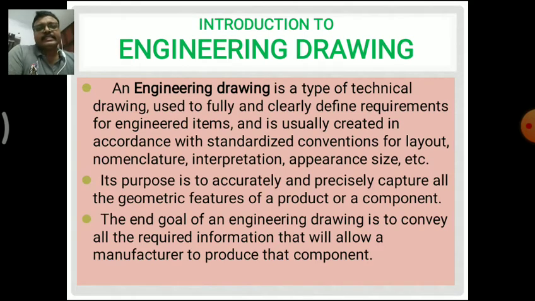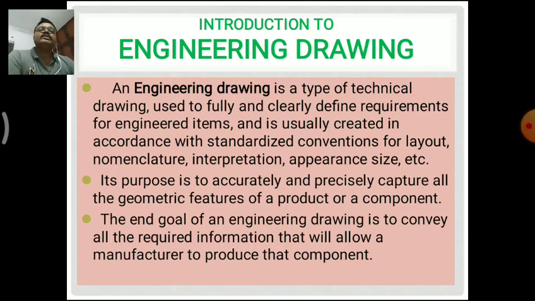Next is the introduction to engineering drawing. So what is engineering drawing? We have already discussed it at the start of this lecture. It is a type of technical drawing which is used to fully and clearly define the requirements of engineering items, using different types of specifications. All the specifications and requirements are defined fully by the technical drawing only. In this technical drawing, we use computer drawing as well as instrument drawing. But the freehand drawing cannot be used in engineering drawing; it is used only for sample purposes.